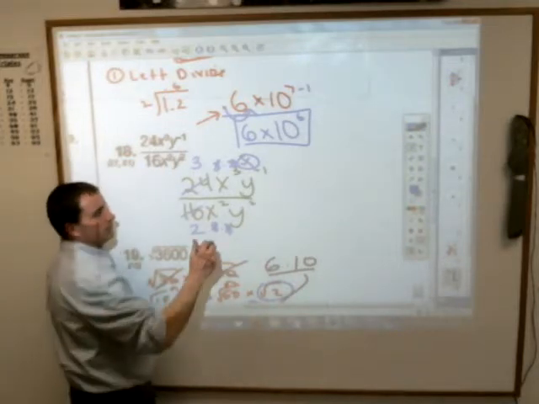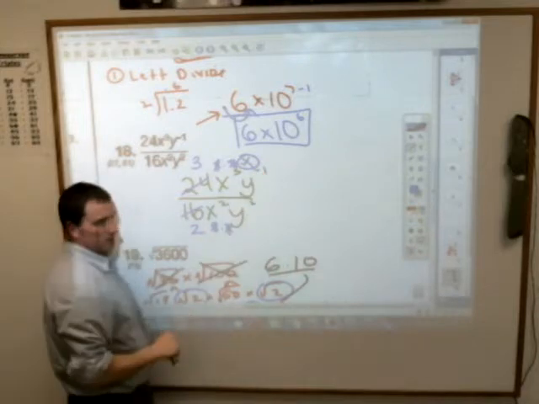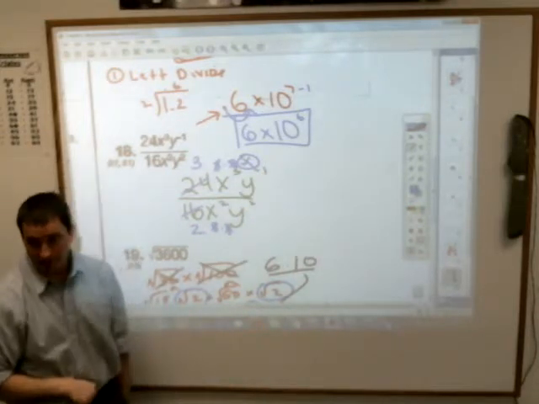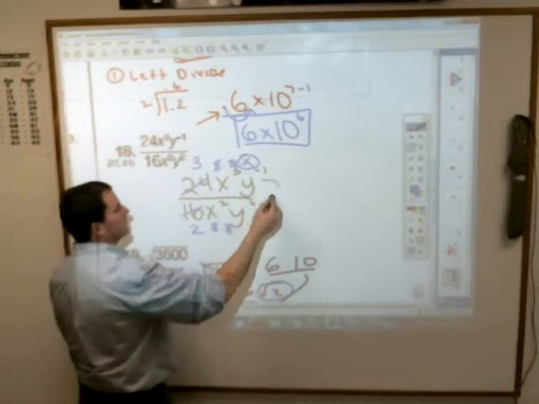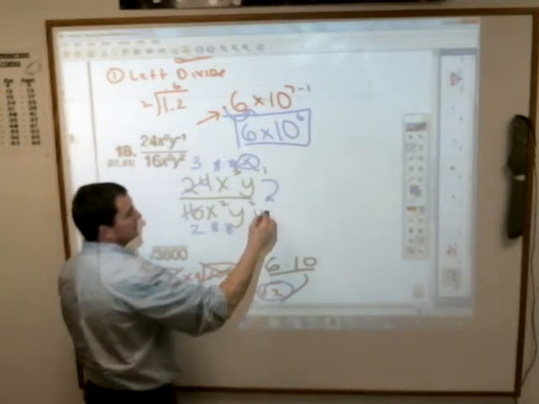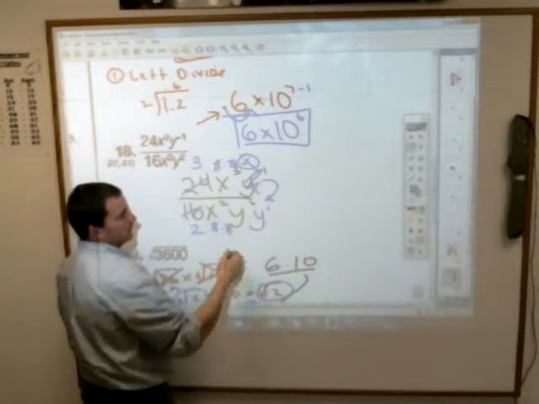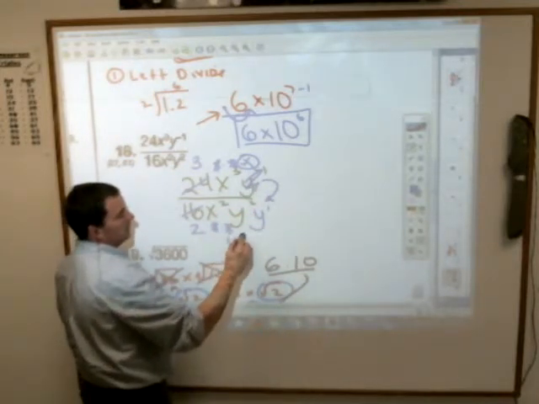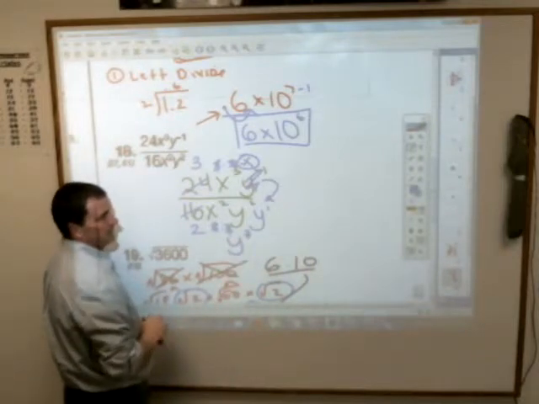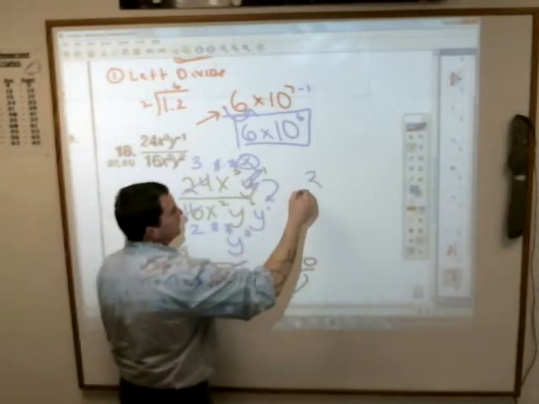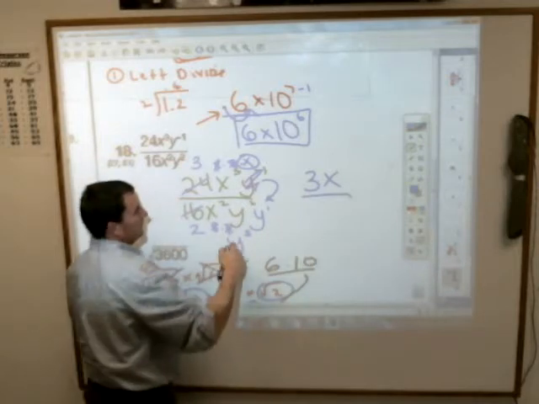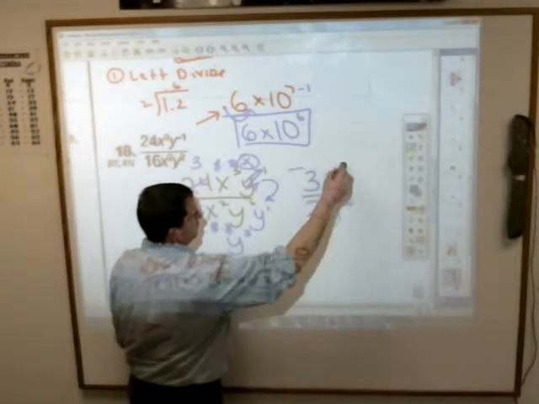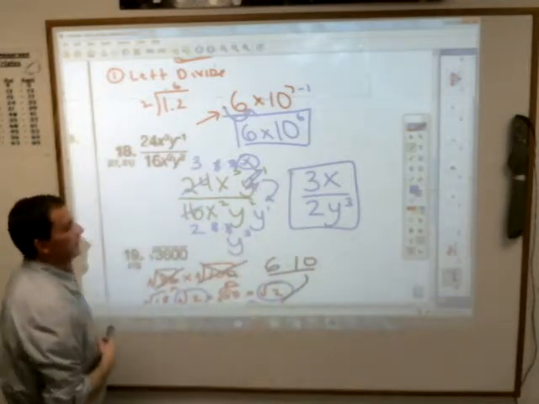Here's where you have to be careful. We don't deal with negative exponents, so I need to make that positive before I do anything with it. What do I do to make it positive? You have to move it to the bottom, it becomes y to the positive first power. And what happens when you have y to the second times y to the first? You get y to the third. And that's as much as you can do. You're left with the 3 and the x on top. You have to keep that exponent positive on bottom, so you end up with 2y to the third on the bottom.